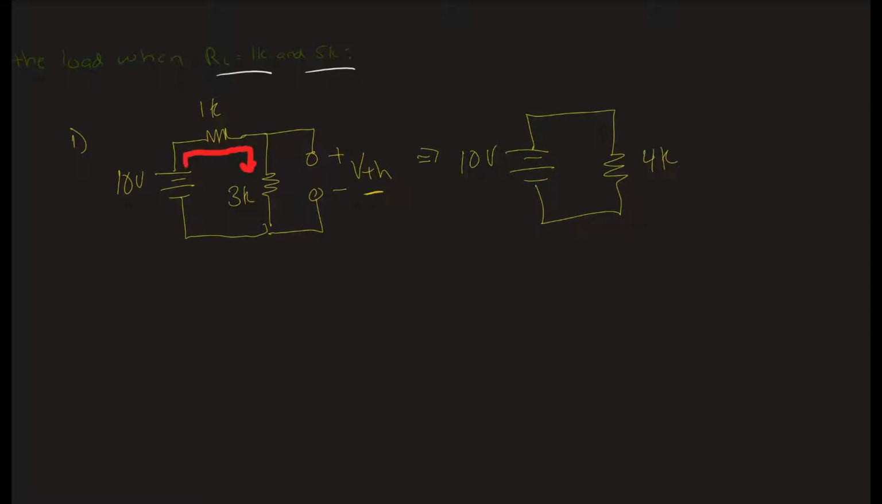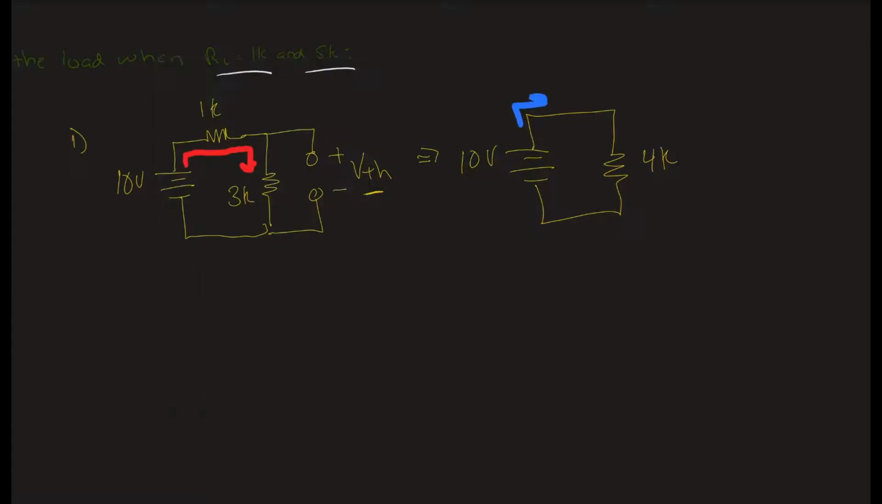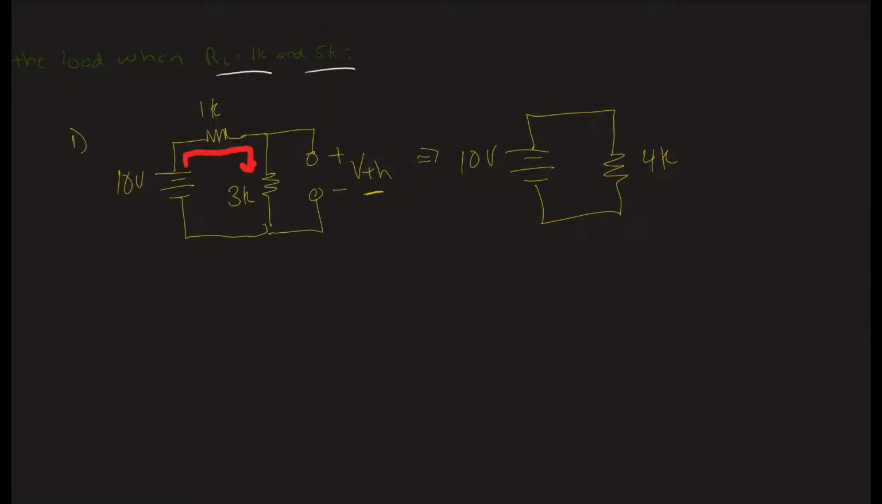Just like before, we can now calculate the current. So let me open up my trusty calculator. We have 10 divided by 4E3. So that gives me a current of 2.5 milliamps going this way. Why are all my markers so huge? What did I do? Let me make them smaller here. So we've got the current going this way of 2.5 milliamps.